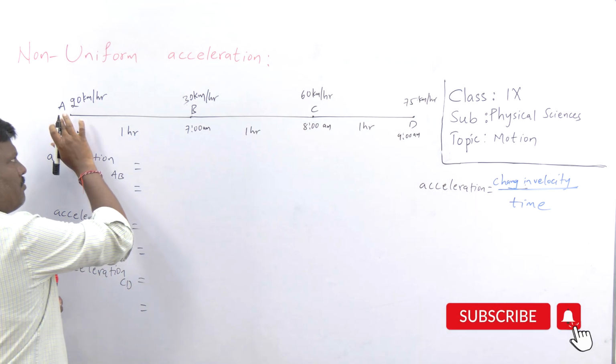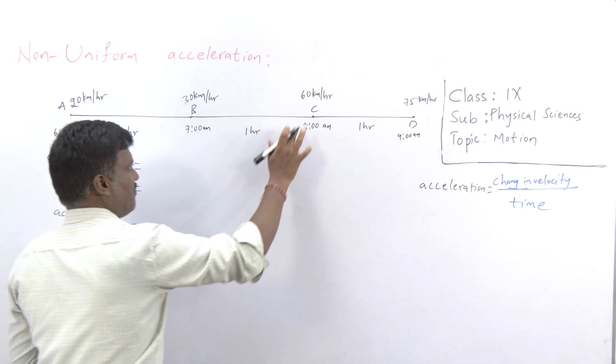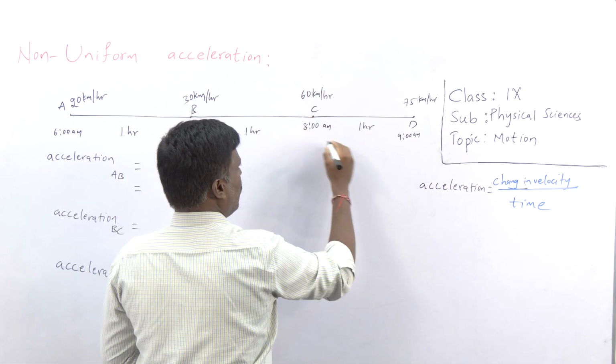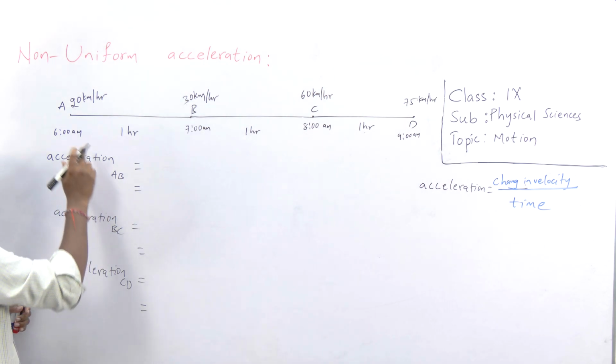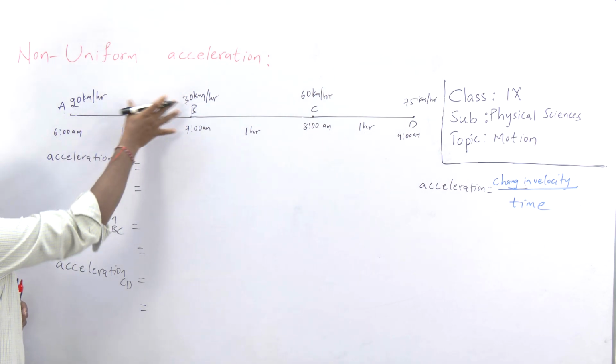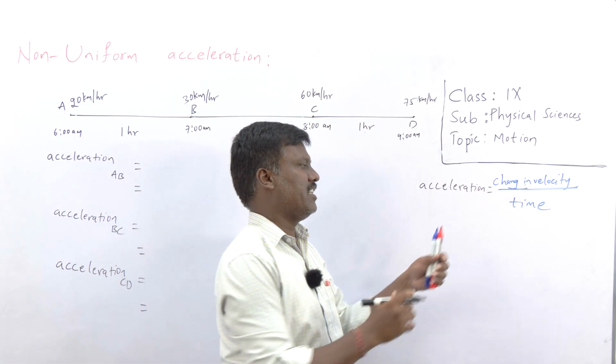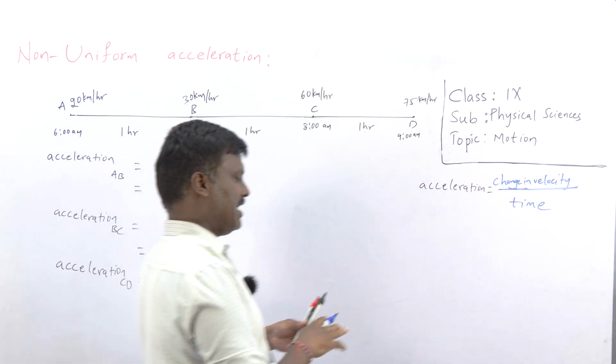Okay. To reach from point A to the B, it has taken 1 hour. From B to the C, it has taken 1 hour. From C to the D, it has taken 1 hour. Now we are going to find the acceleration between A and B. This point is A, this point is B. Between this, what is the acceleration of the car? So how to find acceleration? Change in the velocity by time.